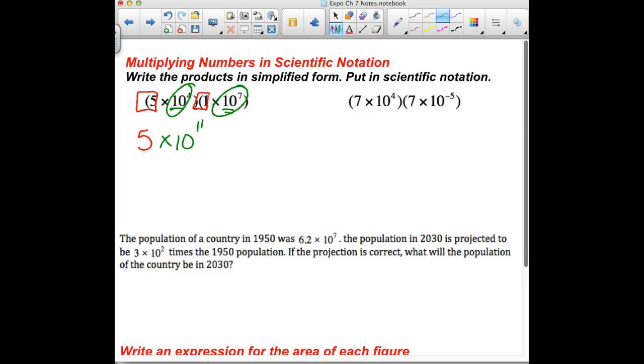So what would we get on this next one? We have 7 times 10 to the 4th and 7 times 10 to the negative 5th. We can go ahead and multiply those two and get our 49. And then how many 10s do we have left?